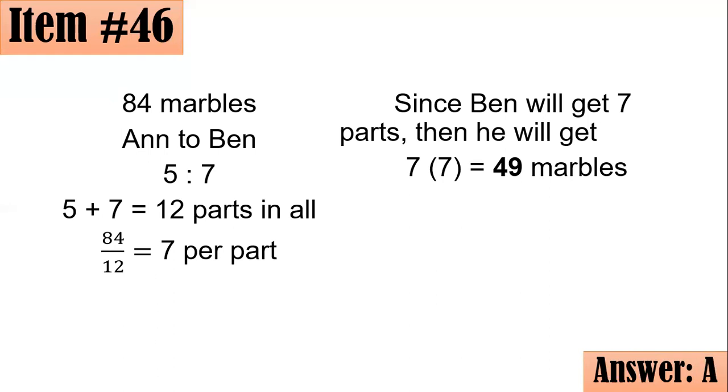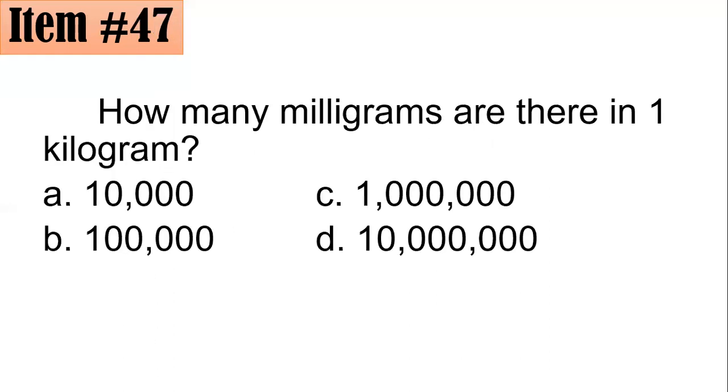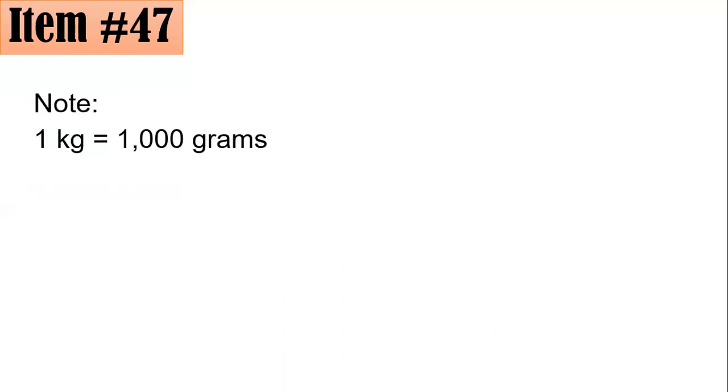47. How many milligrams are there in 1 kilogram? Is it 10,000, 100,000, 1 million, or 10 million? So this could be solved by knowing the proper conversions. We have to note that 1 kilogram is 1,000 grams. And how about 1 gram? 1 gram is equal to 1,000 milligrams each.